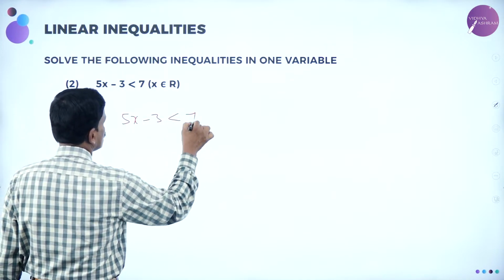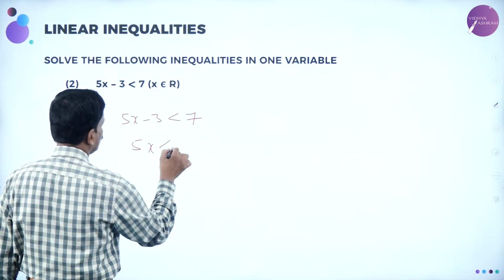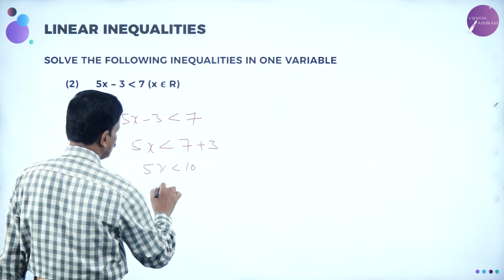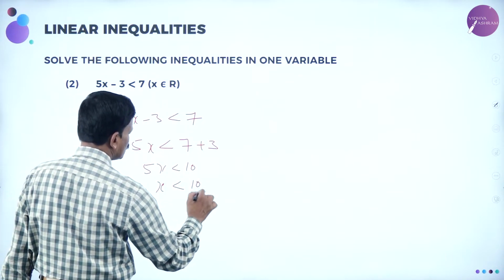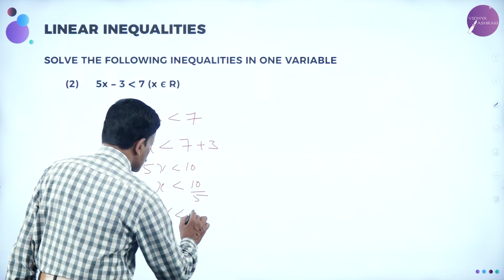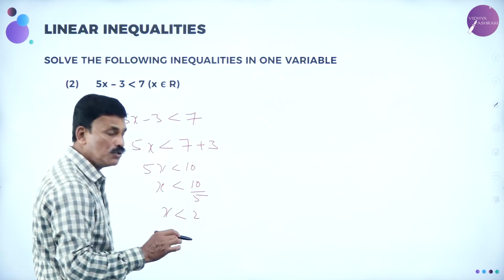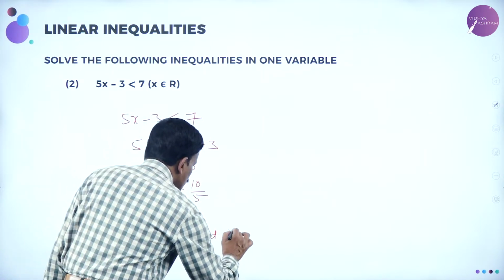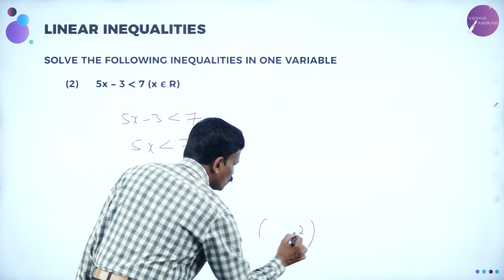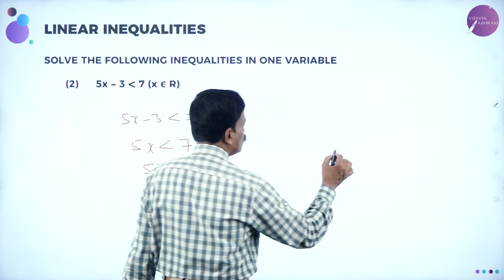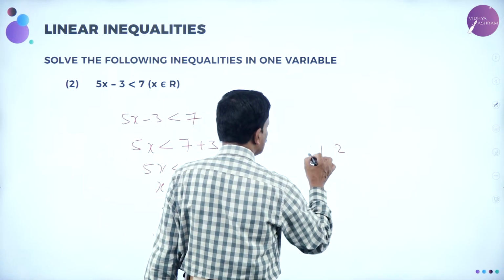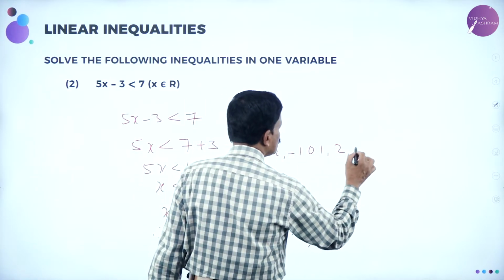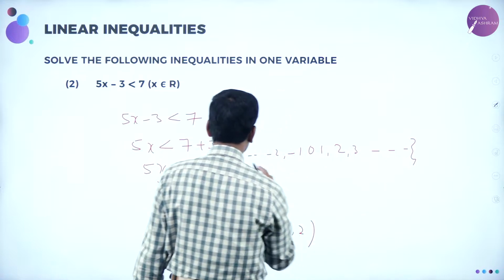5x minus 3 is less than 7, or we can also write 5x is less than 7 plus 3, 5x is less than 10, which implies x is less than 10 by 5, x is less than 2. Therefore, the solution set is 2 and less than 2. Less than 2 means 2, 1, 0, minus 1, minus 2, etc. Here it is 3, etc. So this is the solution set.